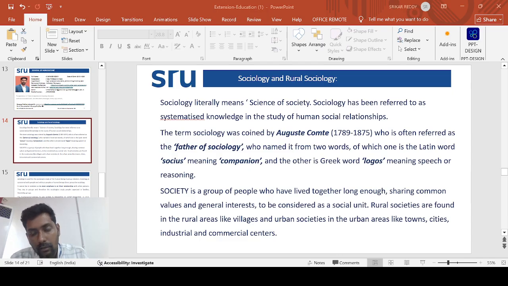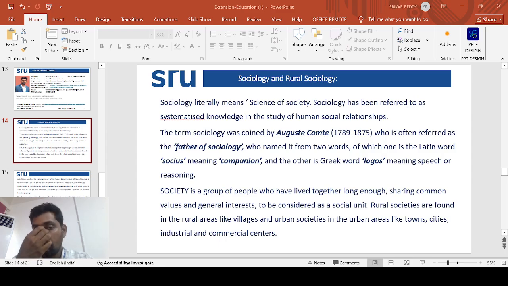Then we started with the definition of sociology. Sociology is considered the science of society. See, it is not just the study of society; it is a science, a proven fact. Sociology is considered the science of society. One more definition was also discussed: sociology is the web or tissue of human interaction and interrelationship. This is one more definition of sociology.